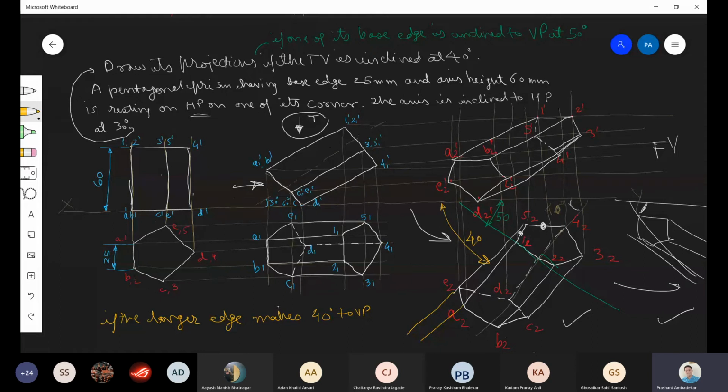So either the axis is inclined or the top view is inclined or longer edge is inclined at 40 degree. Still the solution will remain the same. मतलब उसी क्वेश्चन को अलग अलग तरीके से पूछ सकते हैं और उसका आंसर सेम आएगा.